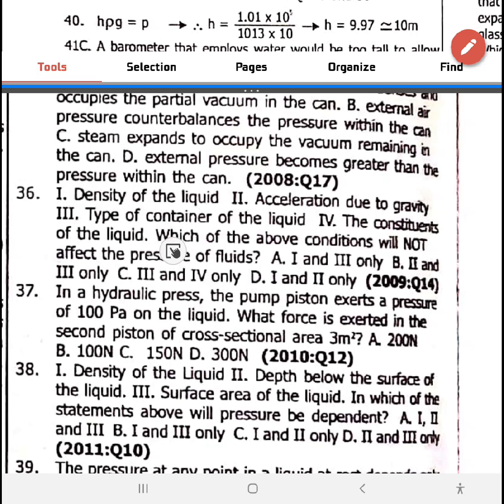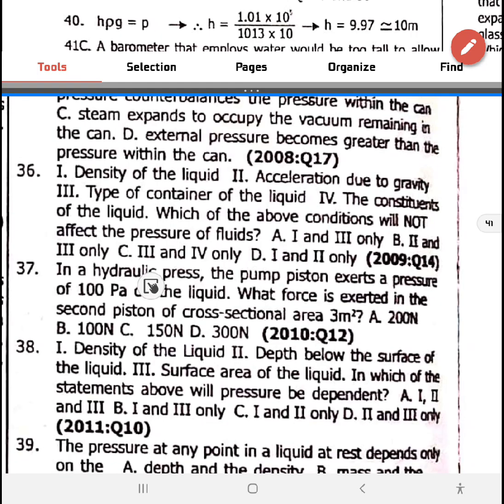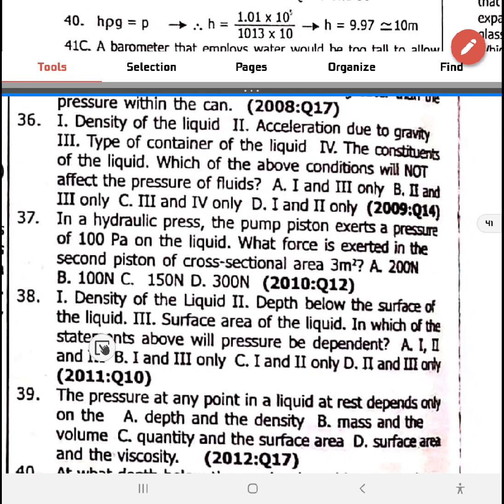The density, if you know the formula for pressure, pressure is equal to density times g times h, which is the depth, and acceleration due to gravity. So density will affect it, acceleration due to gravity will affect it. See, the constituent of the liquid, we'll go with option C, the type of container and also the constituent of the liquid. Option C. So let's go to 38.